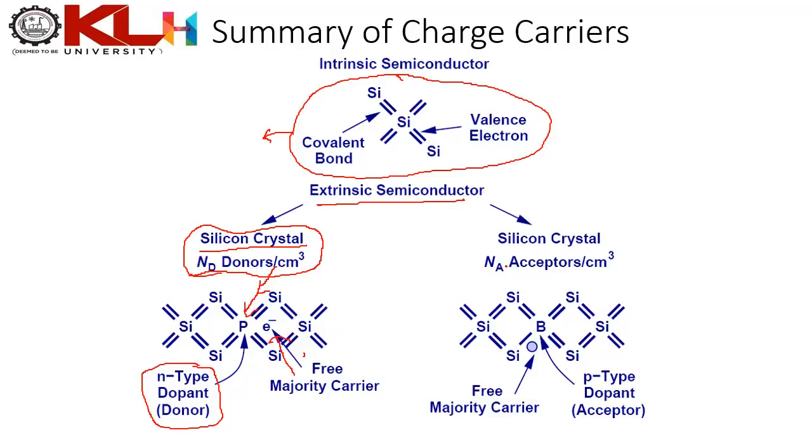And if you take the same silicon crystal, now you dope it with acceptors. Acceptors are nothing but trivalent impurities, and in this case it is boron. So it becomes a p-type semiconductor, or an acceptor, and the majority carriers in a p-type semiconductor are holes. Okay, so this should give a nice summary of charge carriers in silicon.